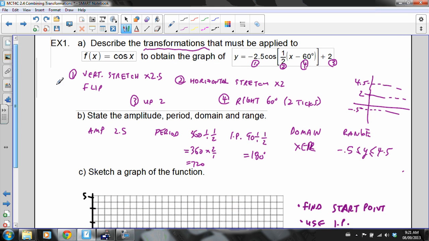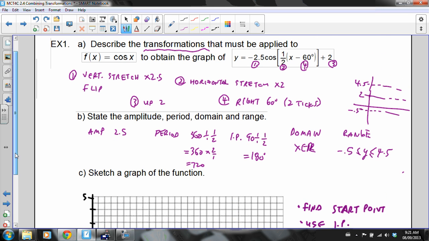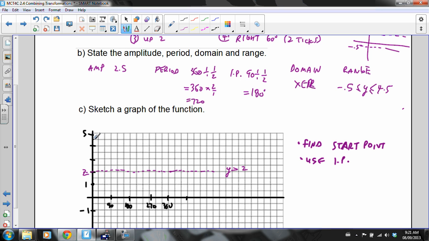The amplitude was 2.5, and I'm a cosine graph, so I'm starting high, but the last thing is I've got to move right 60 degrees, right two ticks. So my starting spot is right there. Again, there's my new axis. Since it's a cosine graph, I'm starting high, and I'm not just one unit off the axis because of the amplitude, I'm 2.5 units off the axis. Now, there's my start spot. So that is my start.